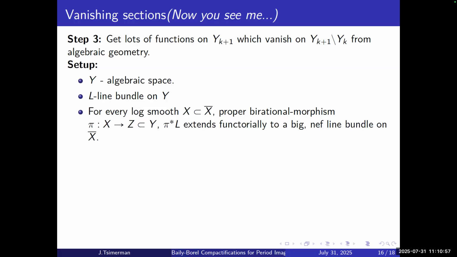So the setup that we have, and this already exists in the previous work on period images, it's nice, it's how we algebraize a period image, is the following: you have some algebraic space, you got some line bundle, which you can think of as some Griffiths bundle or Hodge bundle. And you assume this property that for every log smooth space whose interior maps birationally to some sub, the pullback of your bundle extends to some big enough line bundle. Okay, so this is a somewhat delicate setup, but obviously satisfied for the Griffiths bundle.